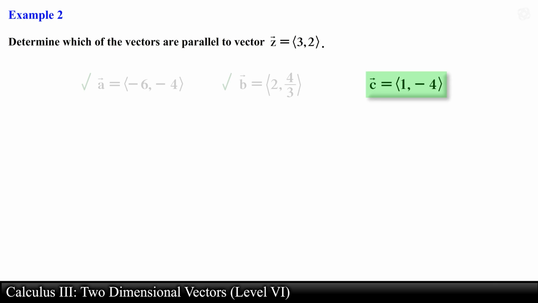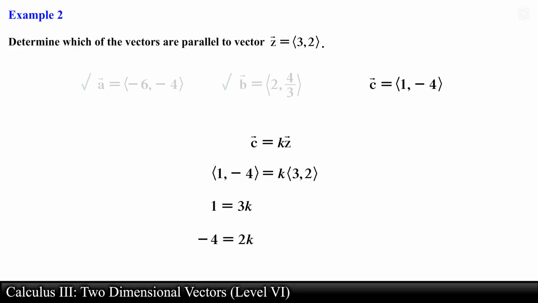Lastly, let's check and see if vector c is also parallel to z. We once again set up our equations by using the parallel vector relation and solve for the scalar k. For the first equation, we obtain 1/3 for the constant, and for the second equation, we obtain -2. Since we obtain two distinct values for k, we can conclude that vector c is not parallel to vector z.